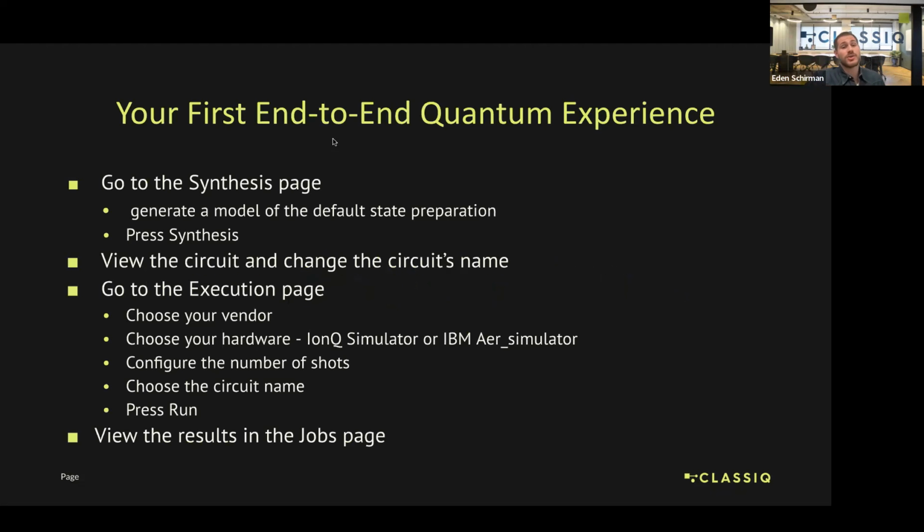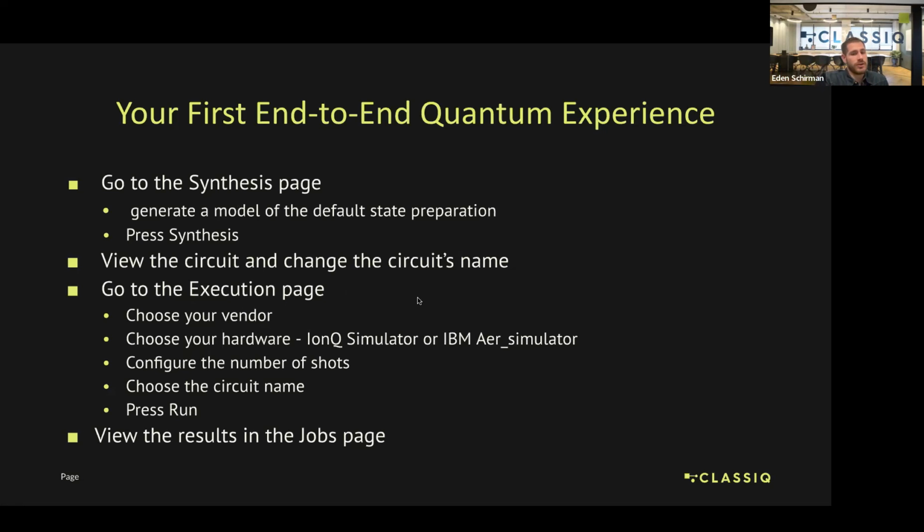I want you guys to go to the synthesis page. Log into Classiq and generate a model of the default state preparation. As we saw, we go to the synthesis, and on the right-hand side, you have the state preparation. We can press it, and then on the bottom right, we press synthesis. Then the visualization will open, and we view the circuit, and we can change the circuit name to whatever name you want. Then you go to the execution page and choose the vendor and choose the hardware.